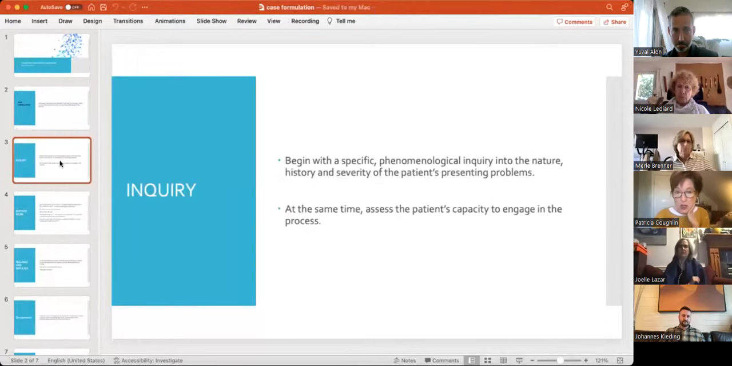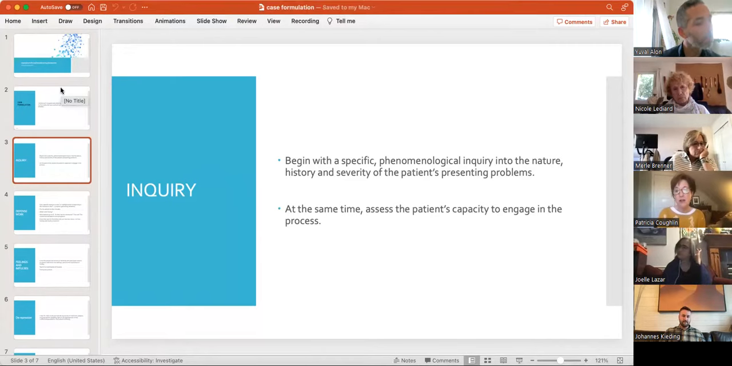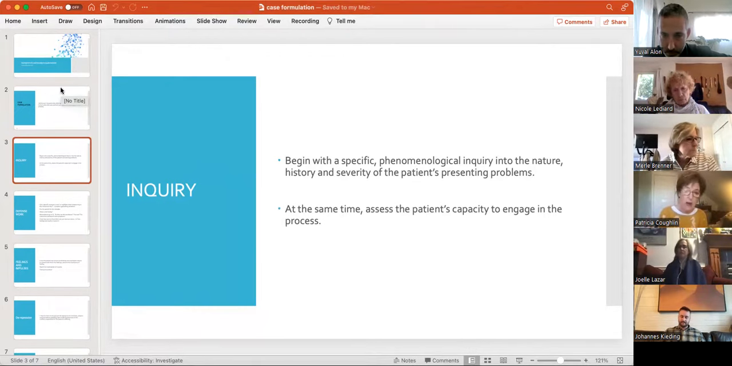So we always start with a detailed, specific phenomenological inquiry into the nature, history, and severity of the patient's presenting problems. In this way, you can begin to identify what the triggers are. When, where, in what situations do the symptoms arise? This is very, very important data, which is going to help you formulate a hypothesis. Does the patient get depressed following loss, as opposed to conflictual situations?